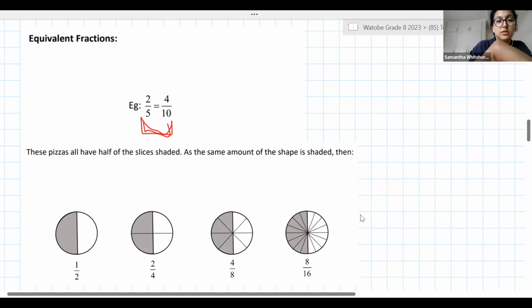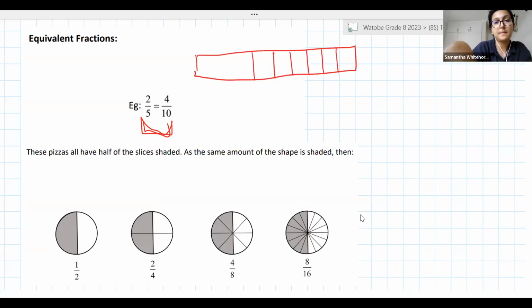Now, again, you don't have to like the pictures. It's absolutely fine. I'm just going to try and help everyone understand here. If I can draw some pictures. 1, 2, 3, 4, 5, 6, 7, 8, 9, 10. Got there in the end.